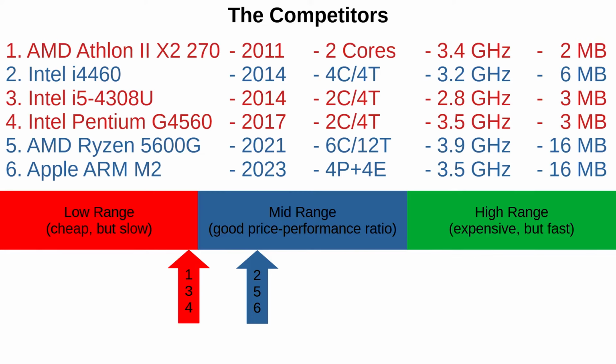If you don't know the CPUs, I would like to briefly introduce them to you. CPUs can be roughly divided into 3 parts. The low range is cheap but slow. The mid-range has a good price-performance ratio. And the high range is expensive but fast. At the time of their release, the red CPUs belonged to the upper low range, while the blue CPUs were part of the mid-range. But now let's have a look at the benchmark results.